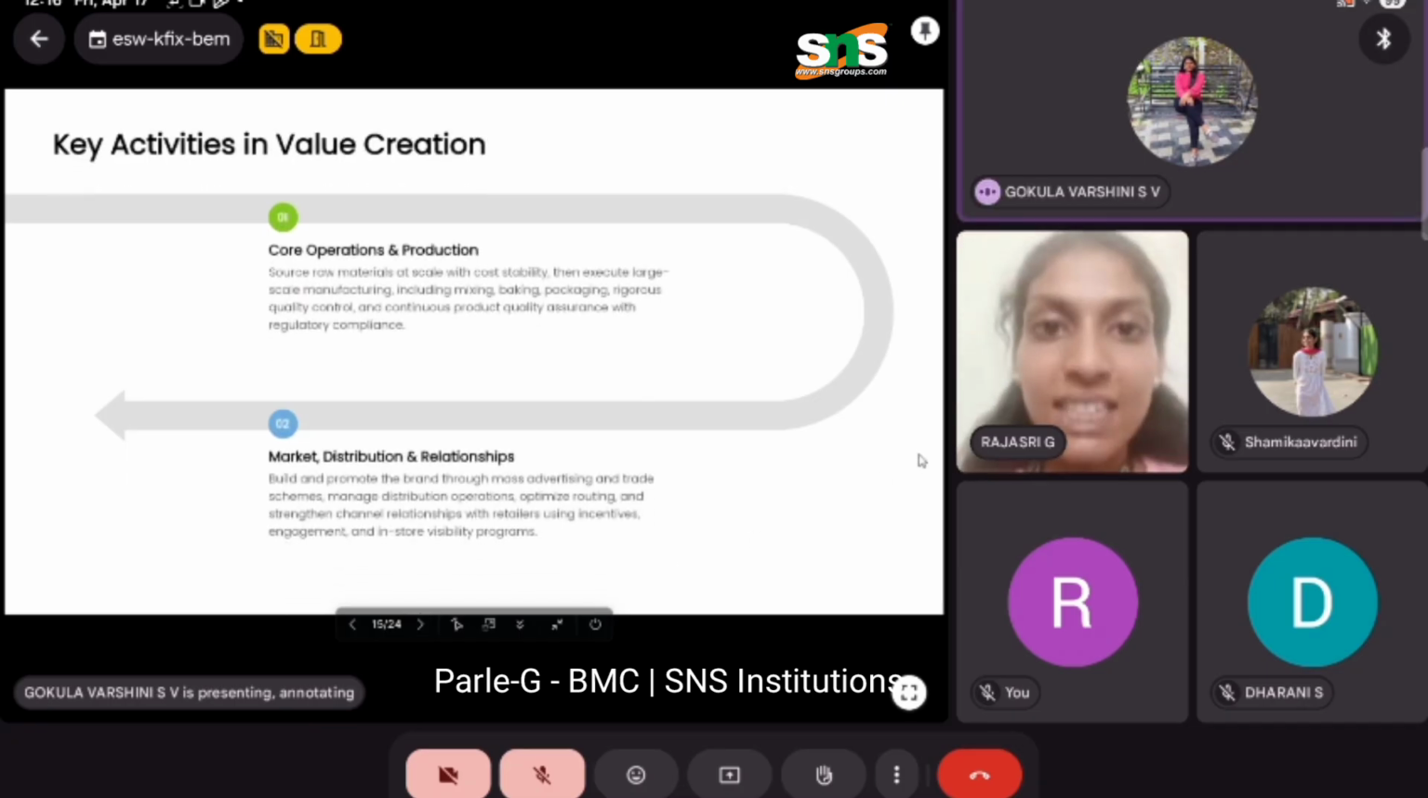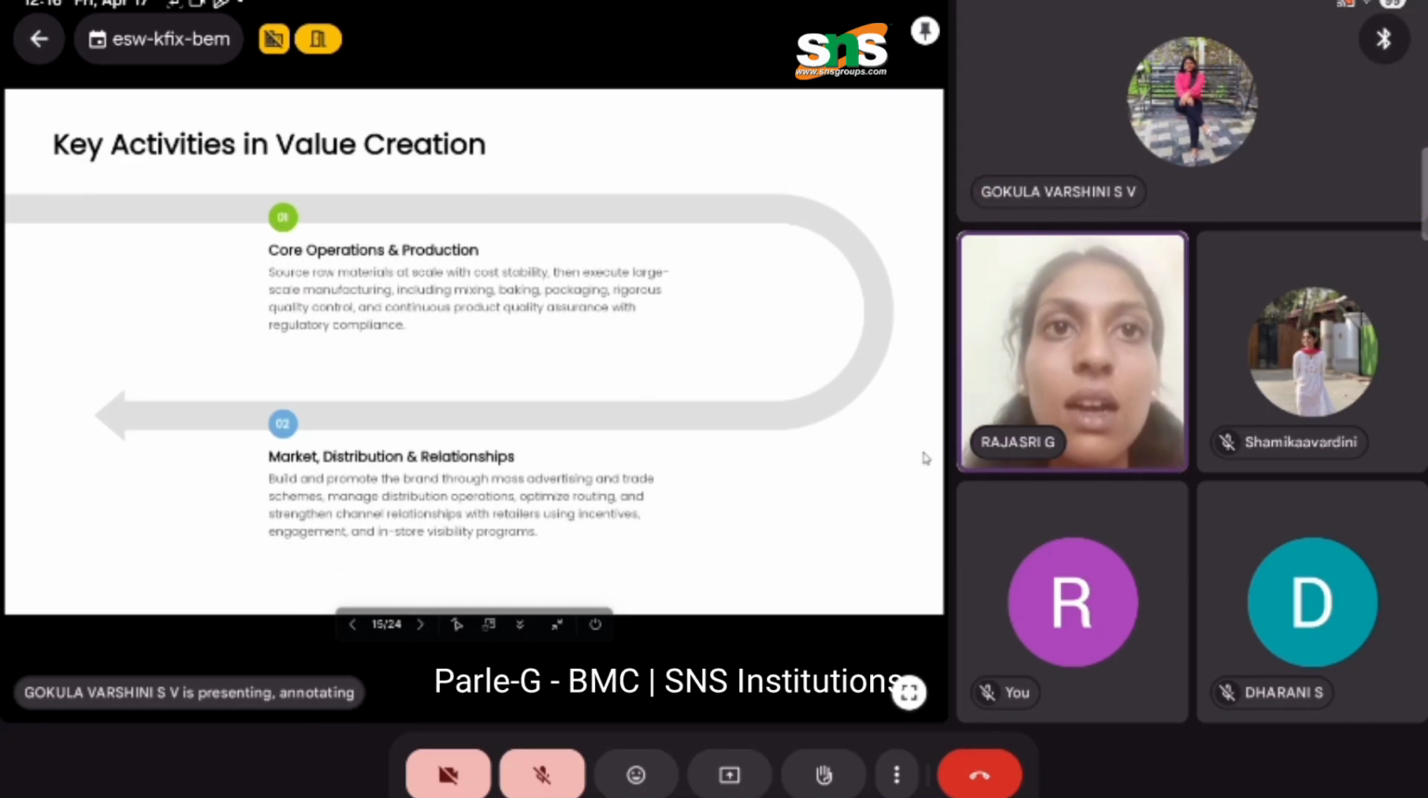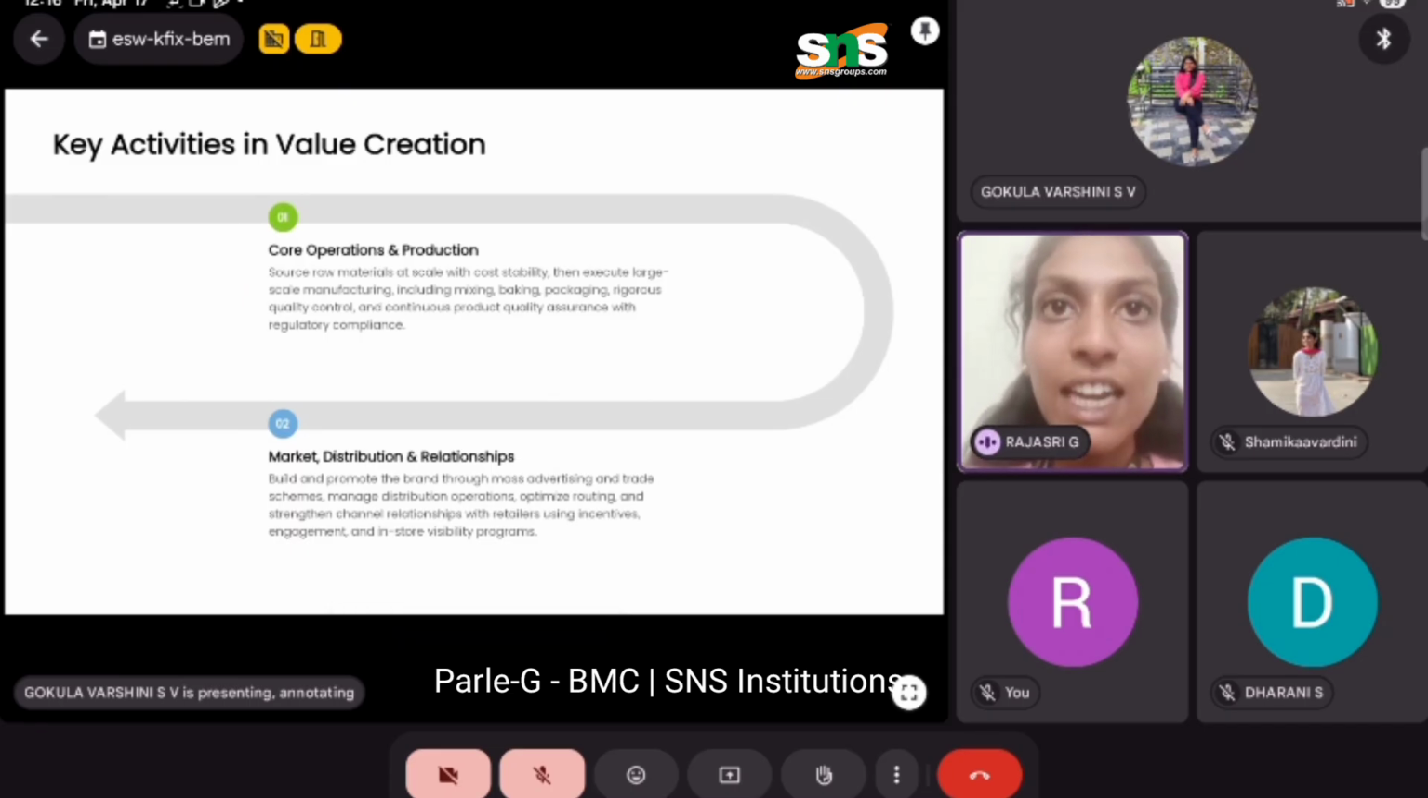Key activities in value creation. The key activities of Parle-G mainly focus on production and distribution. The company manufactures popular products like Parle-G biscuits and other snacks with strict quality control. Along with production, Parle-G invests in marketing, advertising, and maintaining strong relationships with the retailers. Efficient distribution is also a major activity, ensuring products are available everywhere from cities to rural areas.